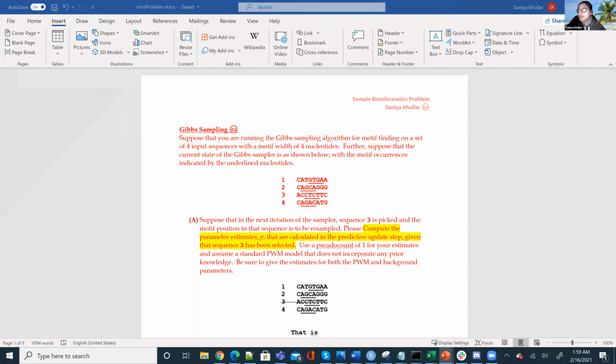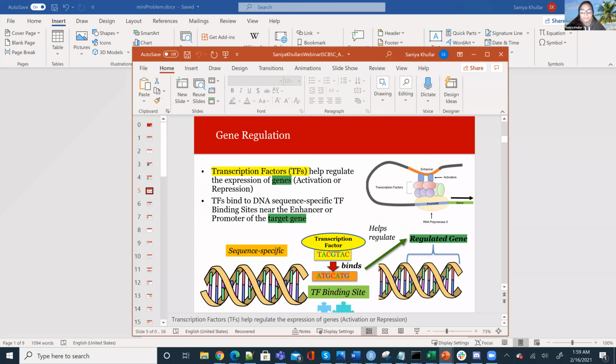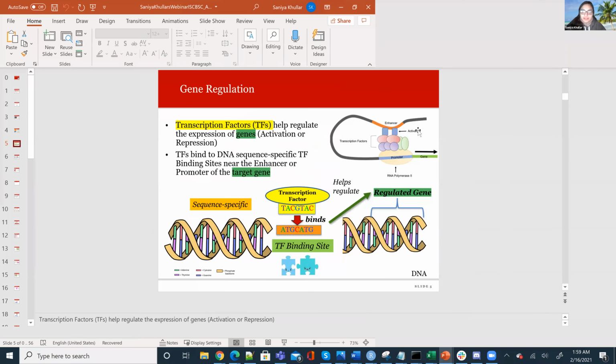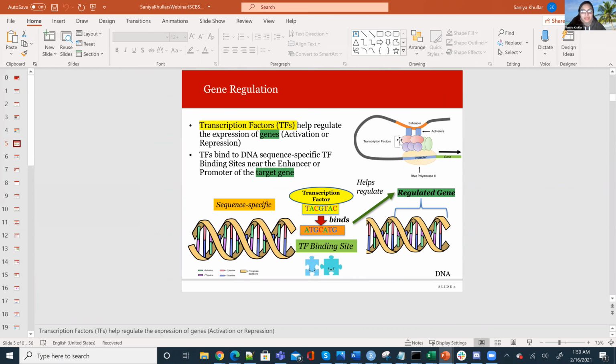So if you see it here, in this example, for instance, if you have a transcription factor, these are typically proteins, and they help regulate the expression of genes, the activation or repression, by binding to the sequence-specific regions. So these are regulatory elements like promoters and enhancers, and they're found in the non-coding regions of the genome. And so transcription factors bind to these sites, and they help recruit RNA polymerase II, which helps transcribe the gene.